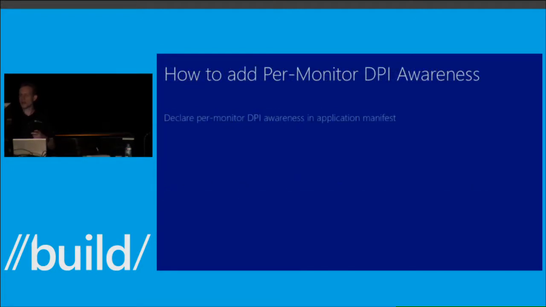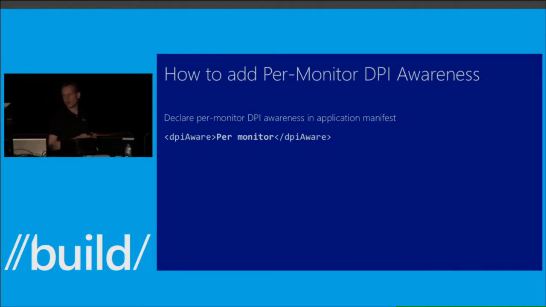So I'm now going to show you how you would do that. The first thing you need to do is to declare per monitor DPI awareness in your application manifest. Now, if you've done Win32 development before, you'll know that there was an existing capability here, and we've essentially added a new value to the schema that allows you to declare your application as per monitor aware. Once you do that, you then need to actually do the work to make sure that you're rendering appropriately on whatever screen your window is being displayed on.